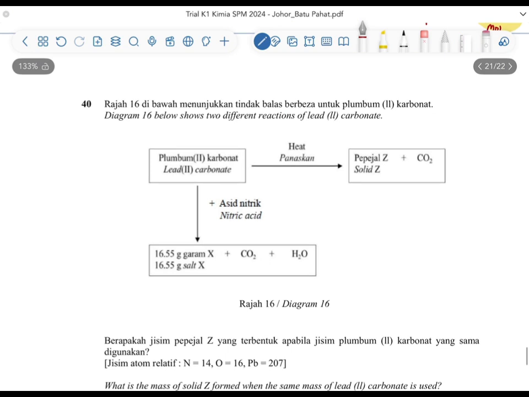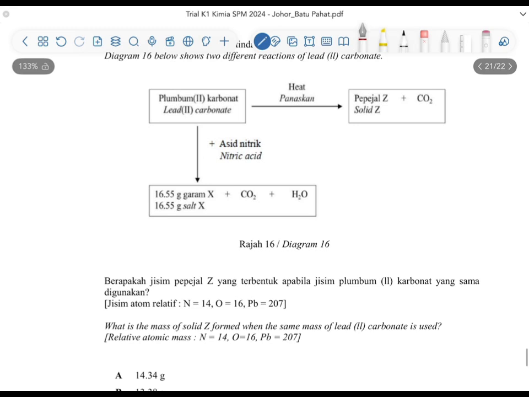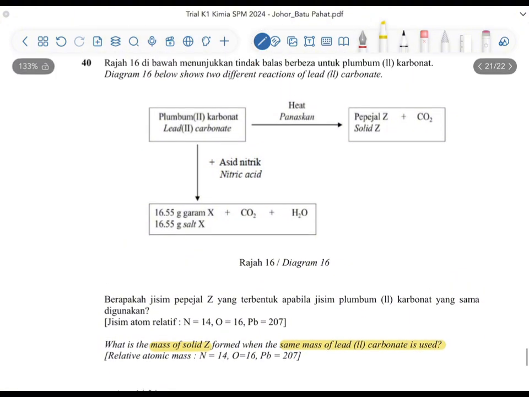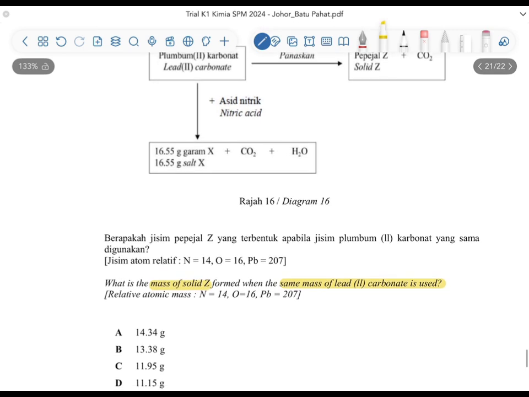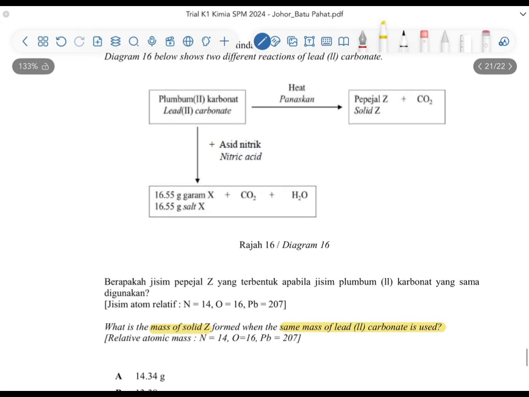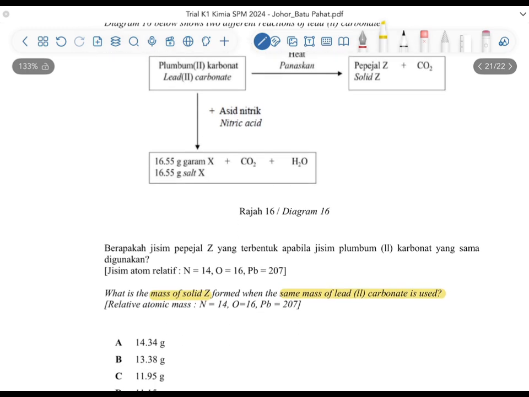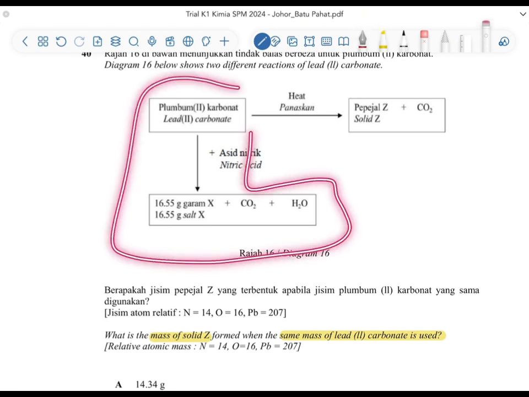For question 40, this diagram below shows two different reactions of lead-2 carbonate. What is the mass of the solid Z formed? Again, it is mass. We need to find the mass when the same mass of lead-2 carbonate is used. Okay, so this is a bit of a KBAT question.